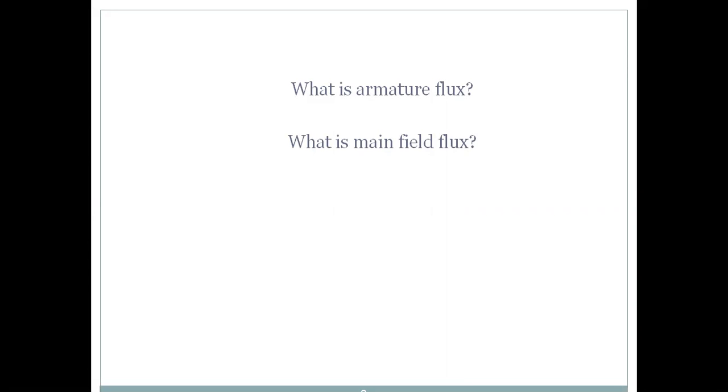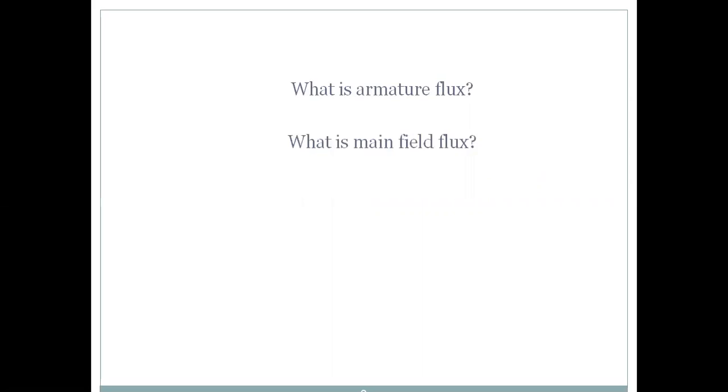Now, what is armature flux? What is main field flux? First, we have to know about these two fluxes, then why it is called armature reaction. Now I will enter into the next slide. I have to know what is armature flux and what is main field flux. First we will know what is armature flux.